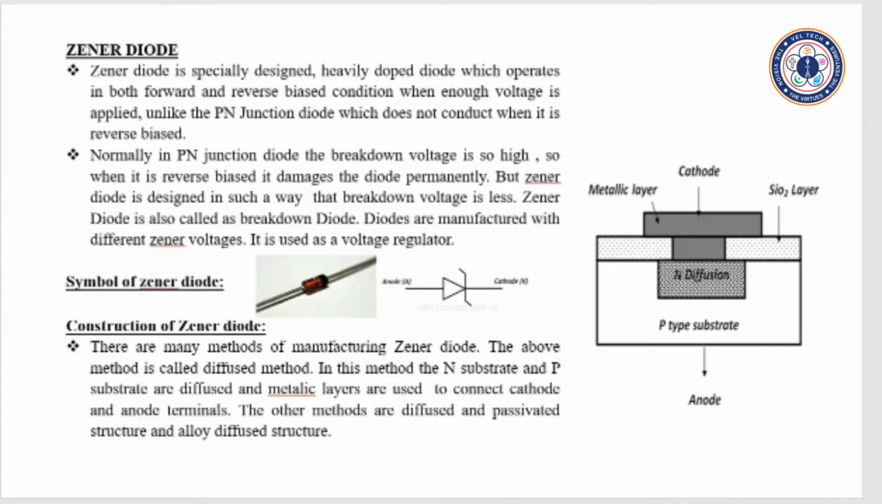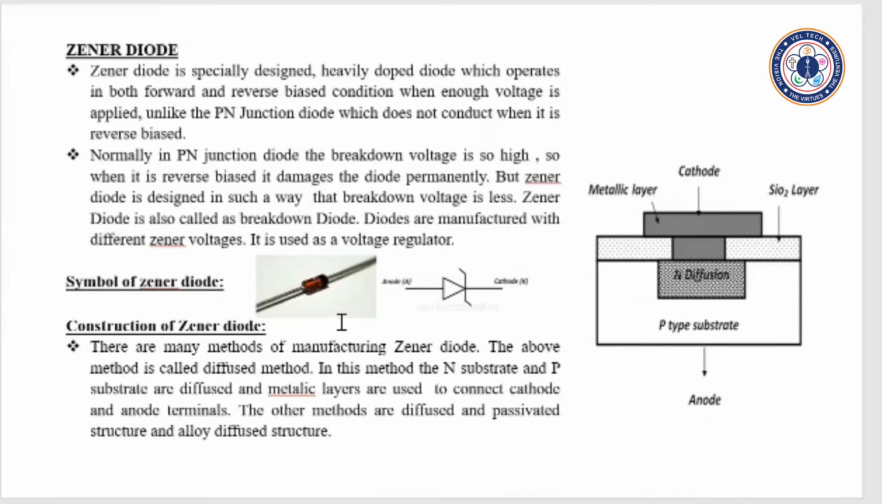This is the symbol of the Zener diode. Here the anode is represented as A and the cathode is represented as K. This is the real-time appearance of the Zener diode. In real time, the Zener diode will look like this.